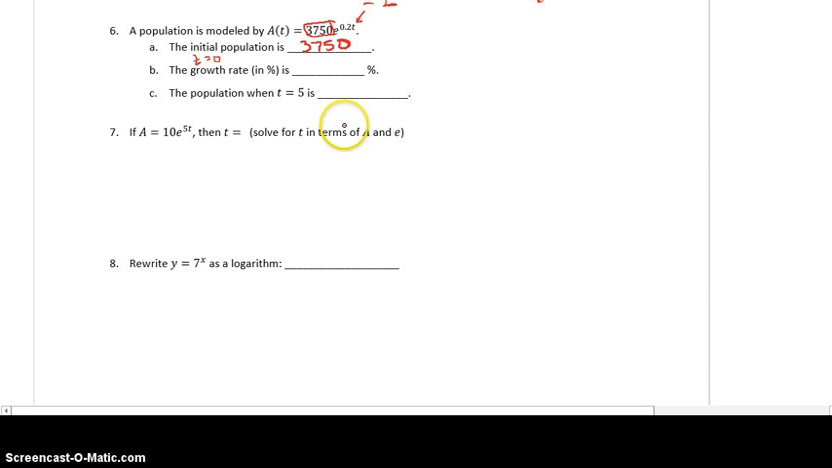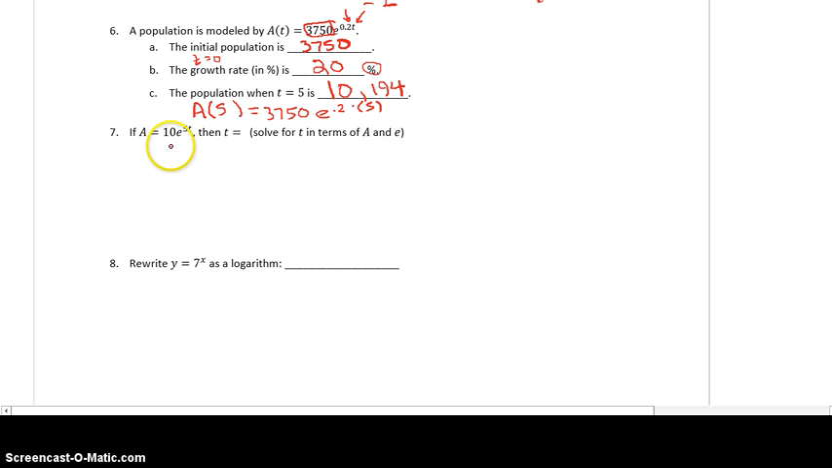That's our initial population. The growth rate is our r value. That's right here. We have a decimal. We want to express that in terms of percent. So 0.2 is 20%. What is the population when t is 5? Well, we're basically just going to plug in 5 for t. And so we'll have 3750 e to the 0.2 times 5. If we put that in the calculator, we will get 10,194.